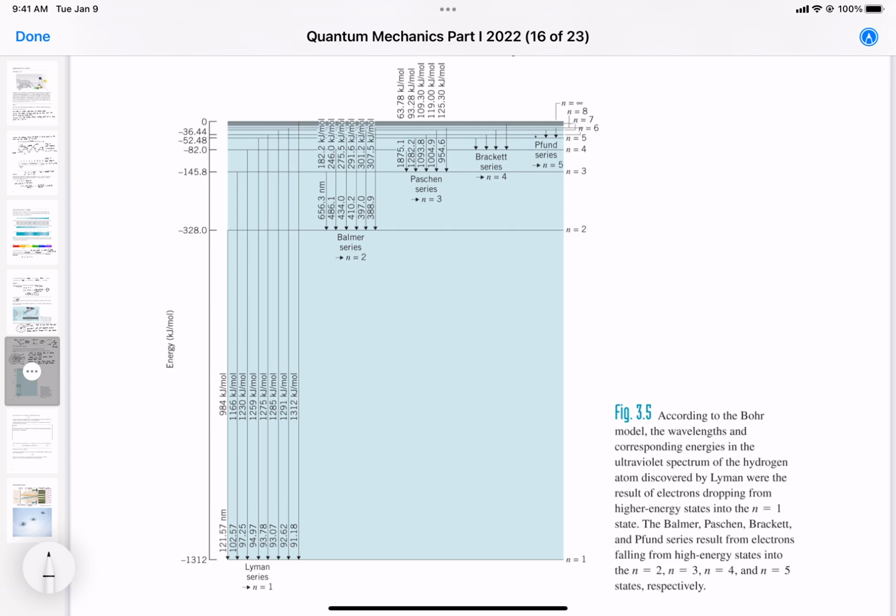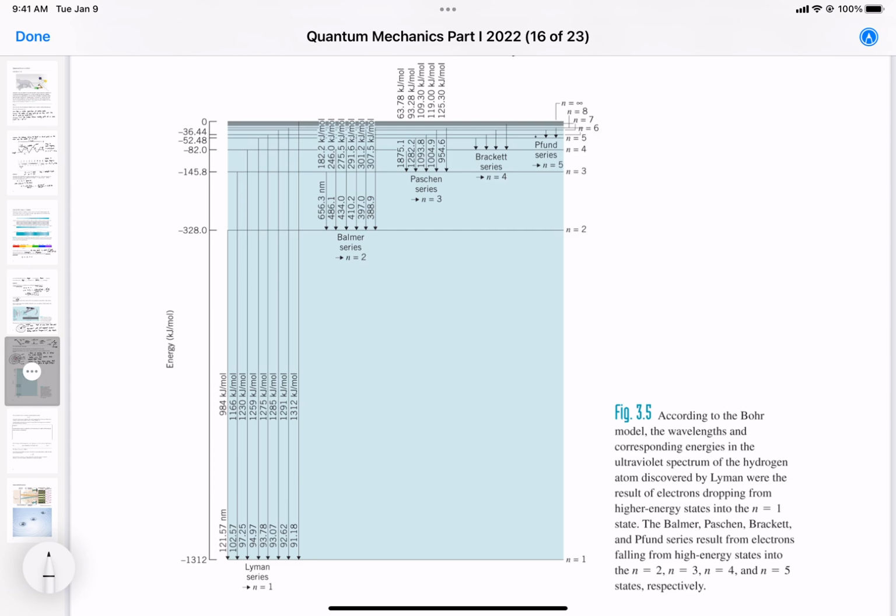So once you get past that initial ground state, the energies get less. The energy differences get less because they are getting further away from the nucleus. So the influence of the positive charge from the protons is going to diminish over a longer distance. Okay, so this is just a diagram I wanted to show to illustrate the energy levels here.